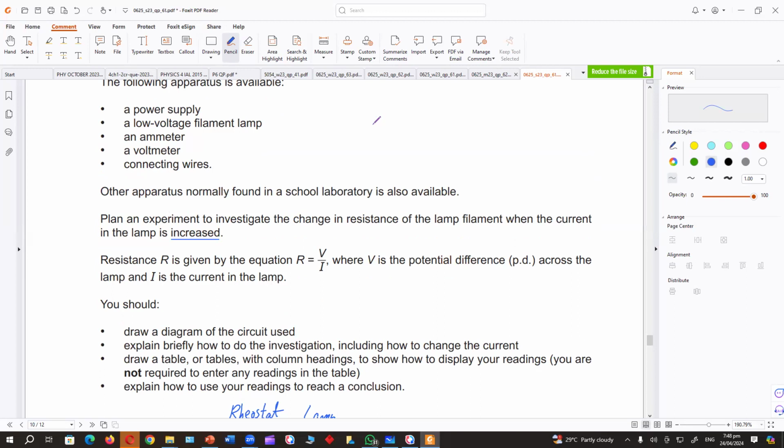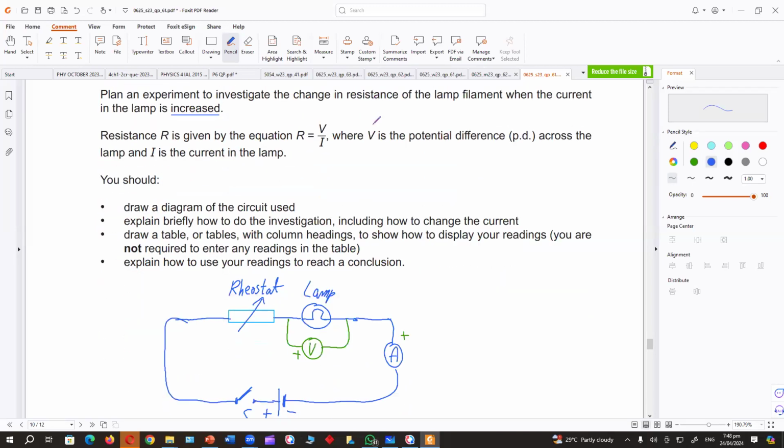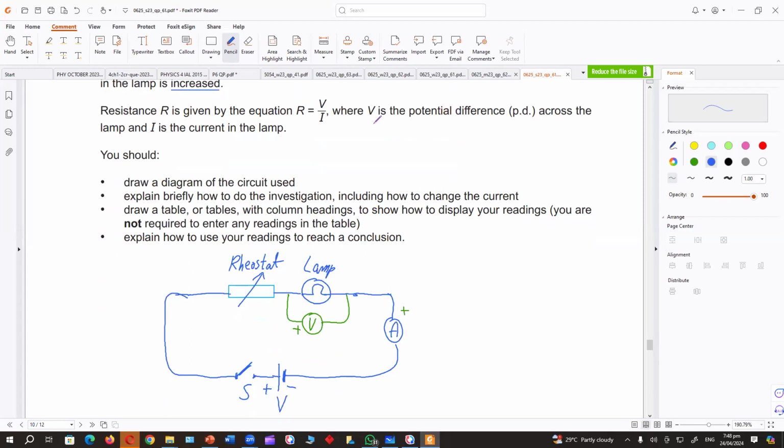Plan an experiment. Investigate the change in resistance of the lamp filament when the current in the lamp is increased. Resistance is given by this equation where V is the potential difference across the lamp and I is the current in the lamp. Draw a diagram of the circuit.